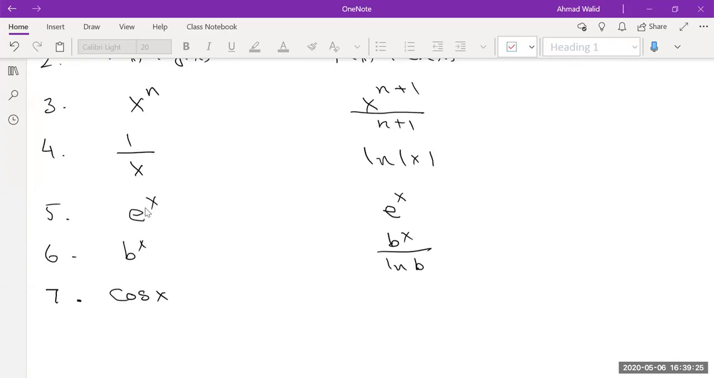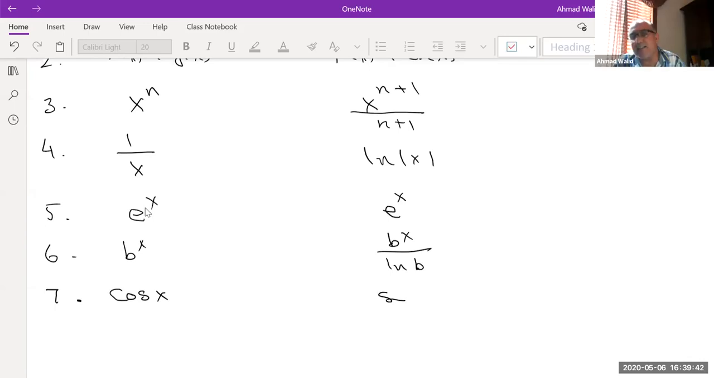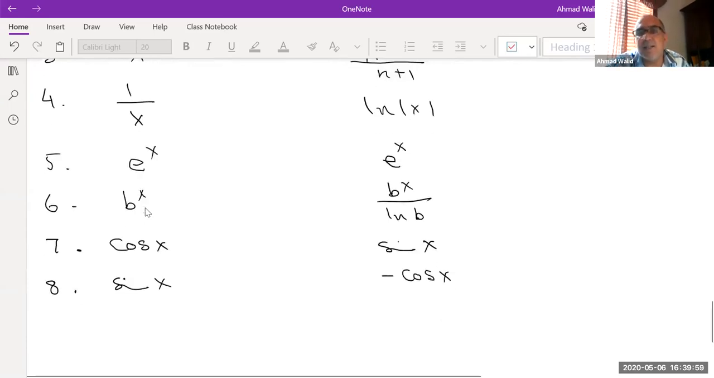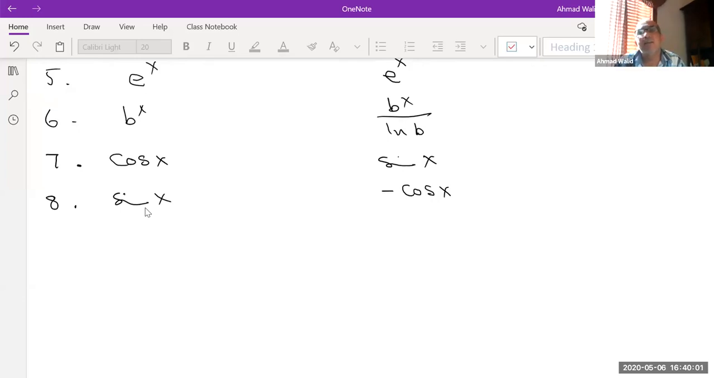Negative sine x. The antiderivative of cosine x, negative sine x or sine x? What was the derivative of sine x? It's not the derivative of negative sine x, it was cosine x. Then the antiderivative of cosine x is sine x. Number 8, sine x. What is the antiderivative of sine x? Negative cosine x, because the derivative of cosine x was negative sine.